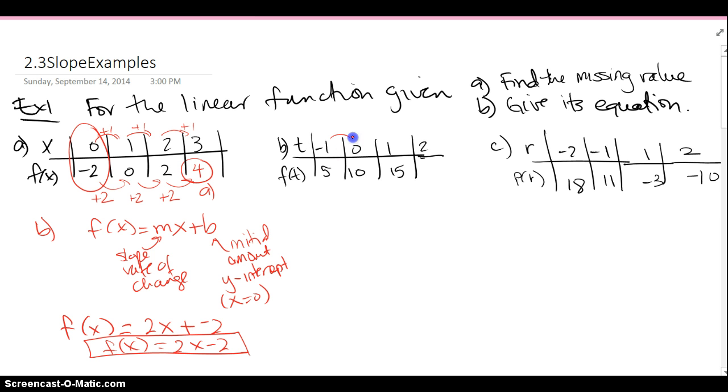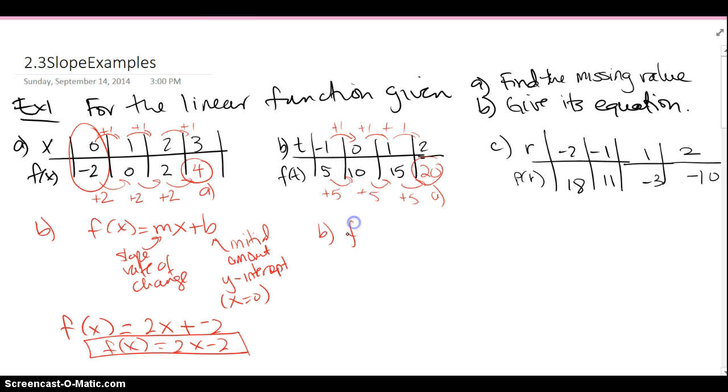Now the next problem. Again, it looks like the unit increase for the t values is 1, and what's happening to the y values, it looks like we're adding 5. So if I add a 5, here I'm going to get 20, that's part A.